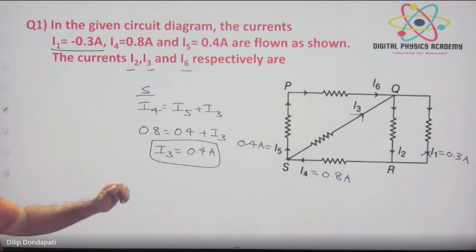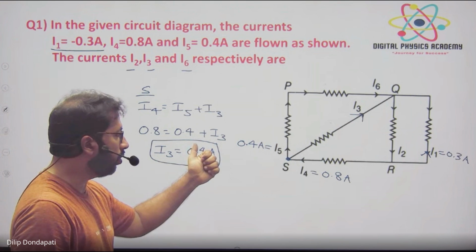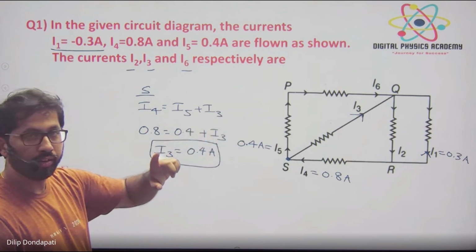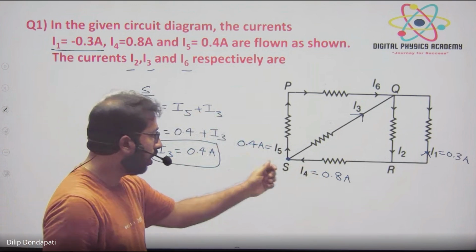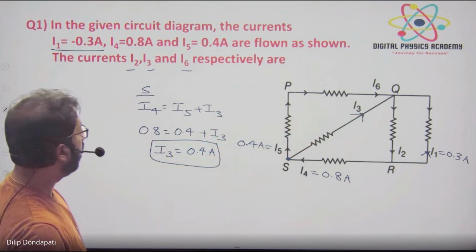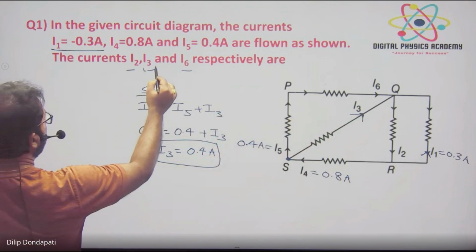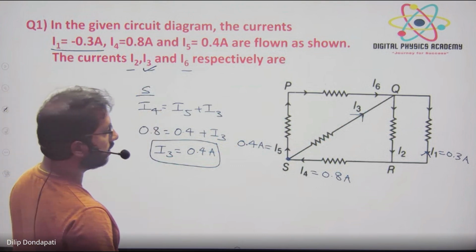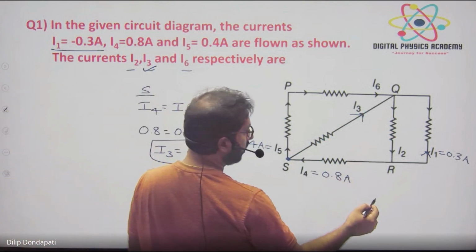At a junction, apply: the sum of the incoming currents is equal to the sum of the outgoing currents. You should be able to identify which is incoming and which is outgoing. The current coming toward the dot is incoming, and the one going away from the dot is outgoing, right? Now in the same way we got I3, try to apply it for I2 and I6. Take a junction.